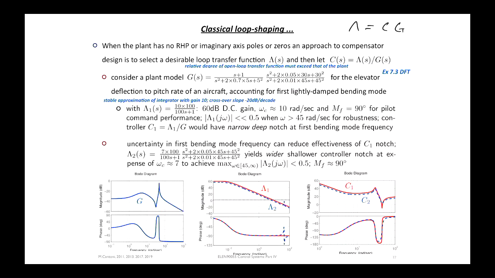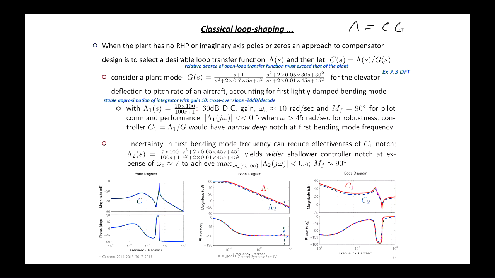Now, you want to design a control system so that this sort of stuff doesn't get excited when you're operating the system, right? Because if you start exciting the bending modes of the aircraft, it might start doing this and it'll snap eventually, right? So you want to avoid that. So let's say that this is a desirable loop shape.